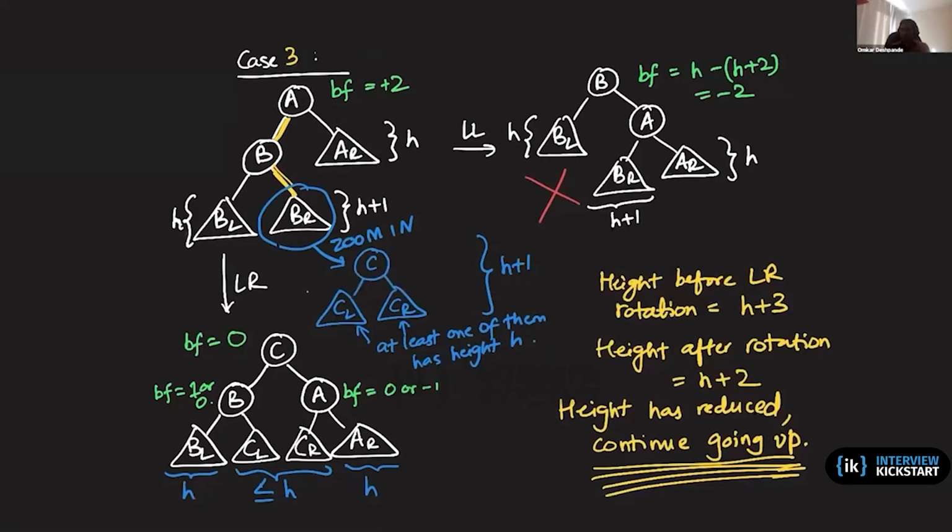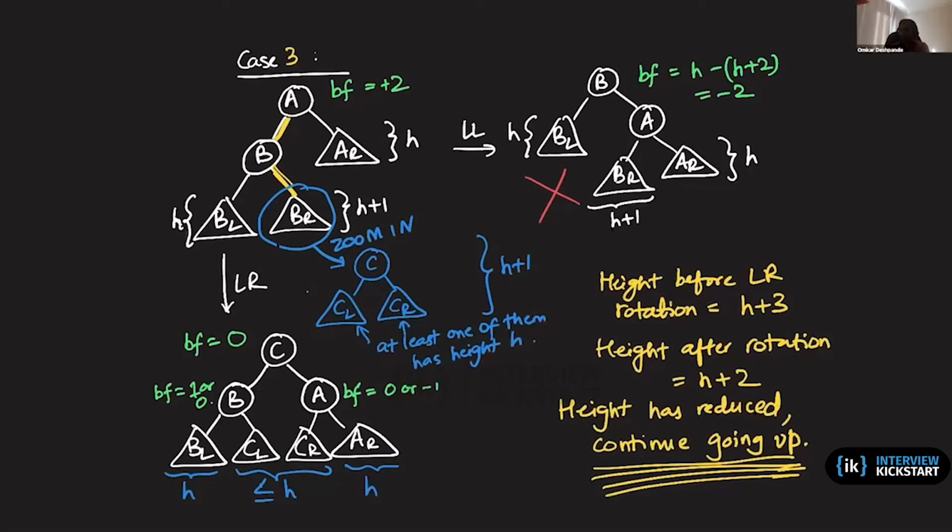Do we have to figure out whether CL is the one with height H plus 1? No, we don't have to. We just, for the purpose of analysis, claim that at least one of them has height H.